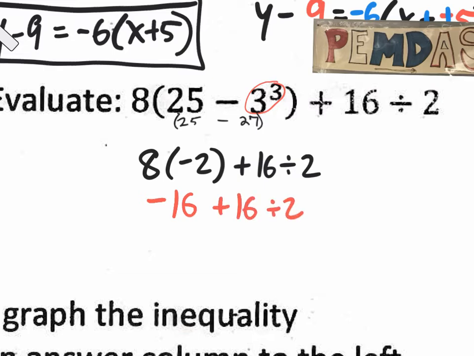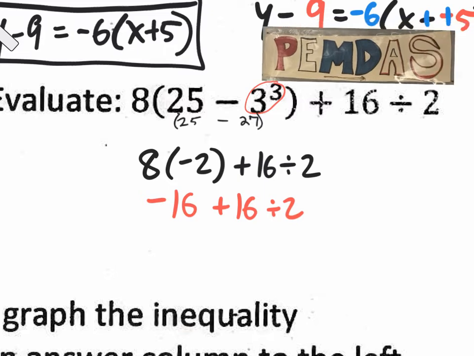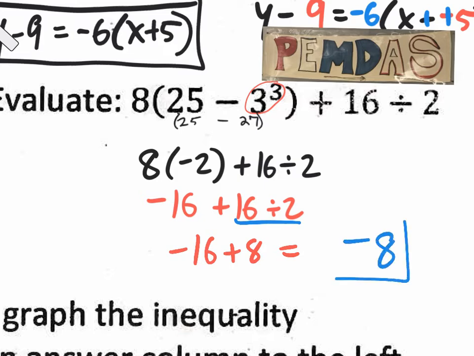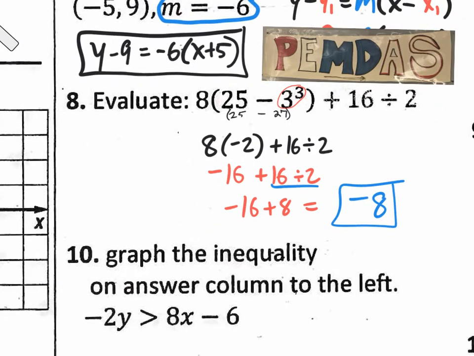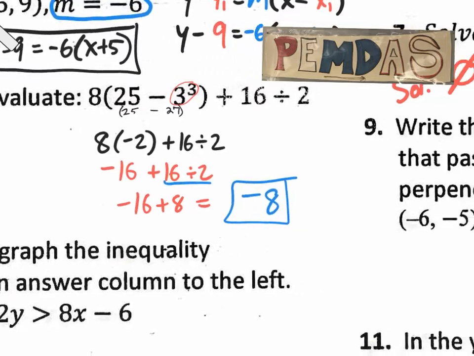And of course we're going to divide before adding, because in PEMDAS you have to do the division before the addition. So what is 16 divided by 2? 8. So I really have negative 16 plus 8. And negative 16 plus 8 is negative 8. And this is our final answer for this simplifying problem on number 8. So the answer to number 8 is negative 8. Let's move on to number 9.